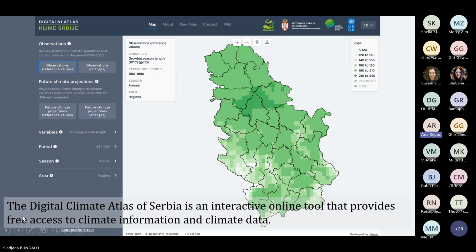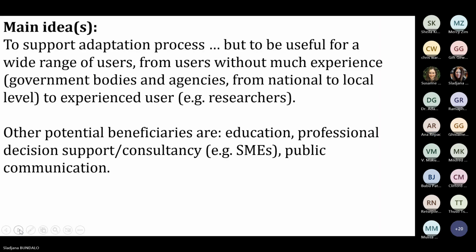So the Digital Climate Atlas of Serbia is an interactive online tool that provides free access to climate information and climate data. It's completely free of charge. Anyone can download the data that is needed. And those data can be in the form of numbers, and in the form of charts, diagrams, etc. So next slide, please. The main idea was to support the adaptation process, but also to be useful for a wide range of users, for example, local self-governments, governmental people, but also experienced users, for example, academia, researchers, etc. Next slide.